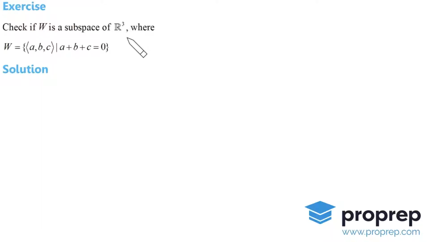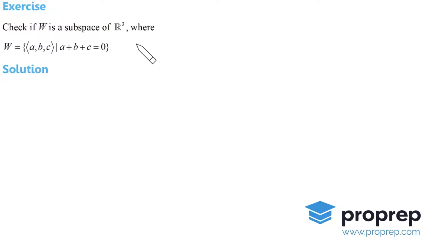In this exercise, we start with the vector space R3, and then we consider the subset W, which is all the triplets A, B, C, such that A plus B plus C is 0. And we have to see if this subset is a subspace. Let's first of all get a feel for what W is.